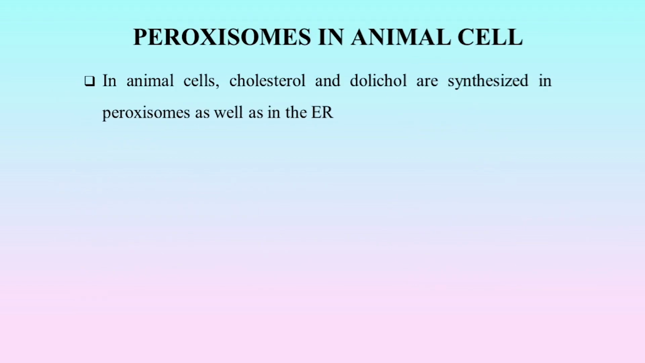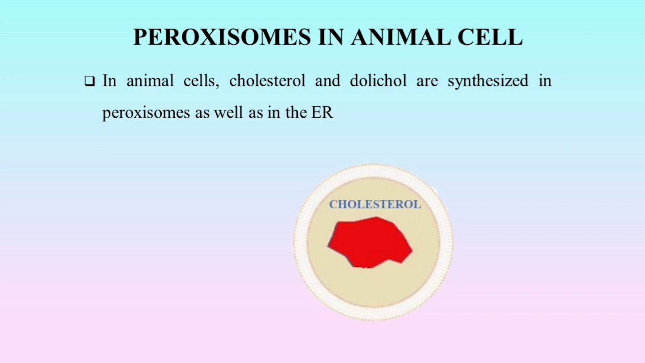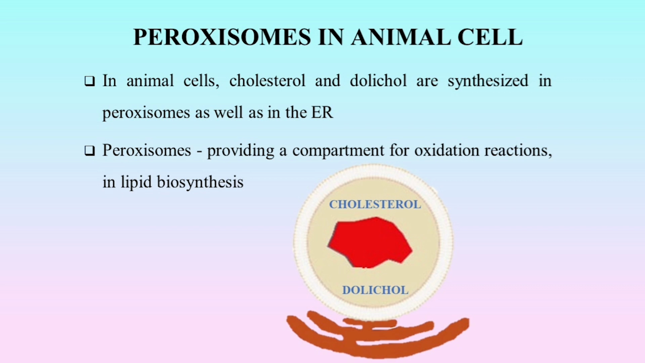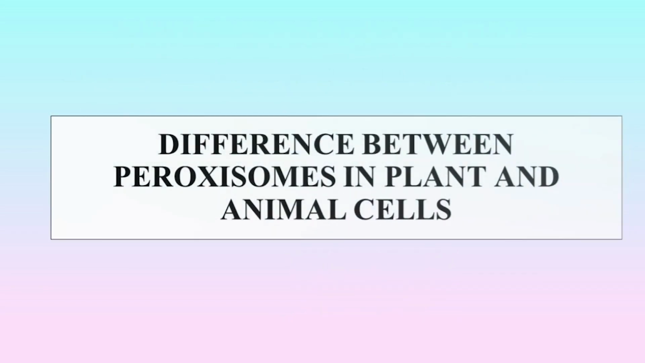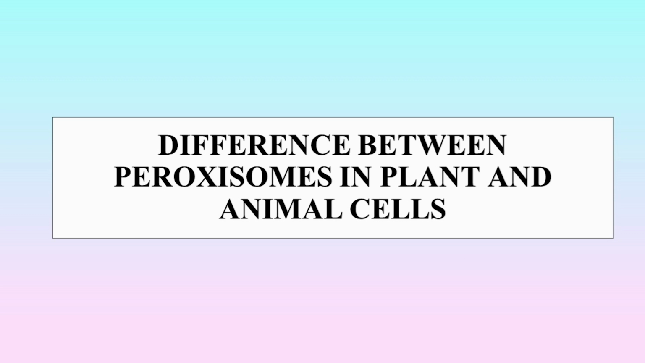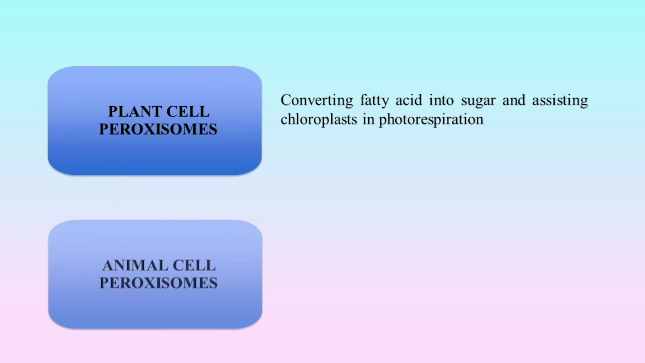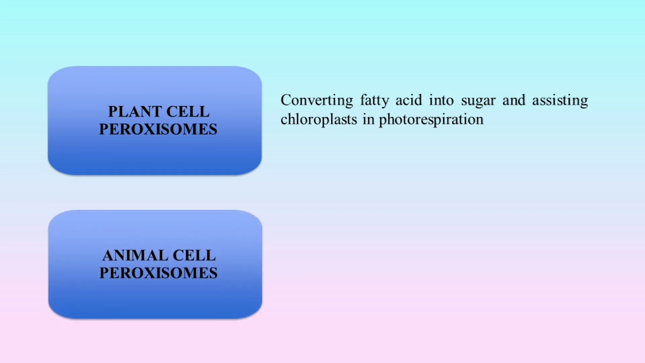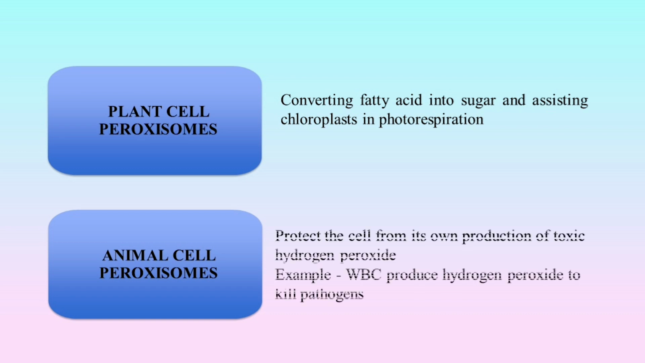Role of peroxisome in animal cell. In animal cells, cholesterol and dolichol are synthesized in peroxisome as well as in the endoplasmic reticulum. Peroxisomes provide a compartment for oxidation reactions and are involved in lipid biosynthesis. Difference between peroxisomes in plant and animal cells. In plant cells, peroxisomes play a variety of roles, including converting fatty acid into sugar and assisting chloroplast in photorespiration. In animal cells, peroxisomes protect the cell from its own production of toxic hydrogen peroxide. For example, white blood cells produce hydrogen peroxide to kill pathogens.